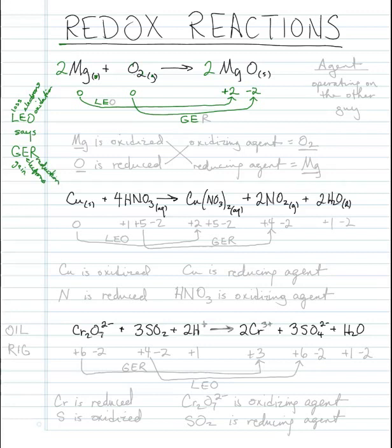So we had loss of electrons on magnesium, so it must be being oxidized, Leo, and oxygen was gaining electrons, so it's reduced, grr. So we say that magnesium is oxidized, and we say that oxygen is reduced.